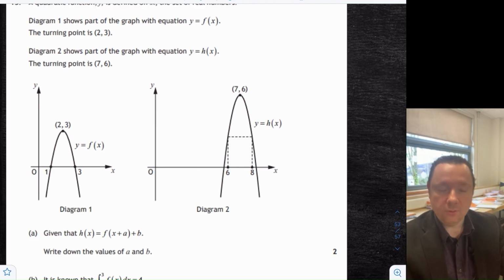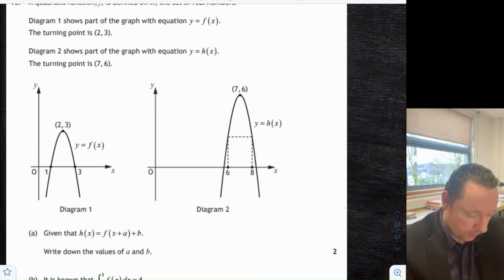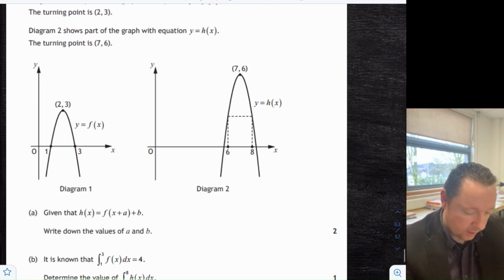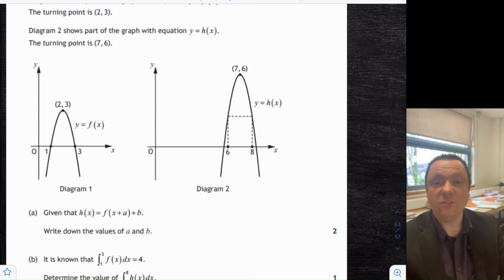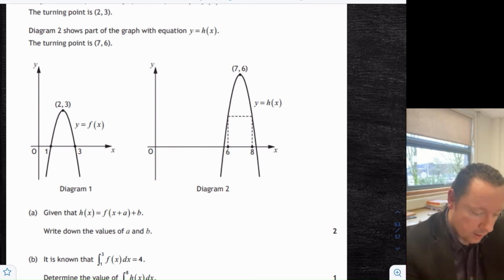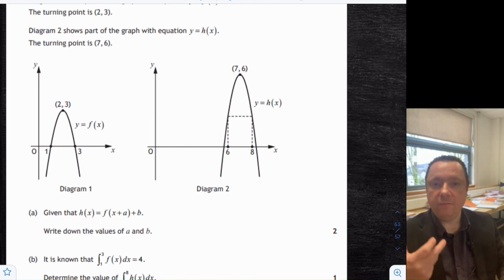Okay, let's see what it's asking us to do. Part A. Given that h of x is f of (x plus a) plus b, write down the values of a and b. So in other words, it's a graph transformation question for part A. So let's have a look to see what's happened. If we look at this point, well, let's just look at the turning point, (2, 3). It's clearly moved along to become 7. 2's become 7. It's moved to the right by 5.